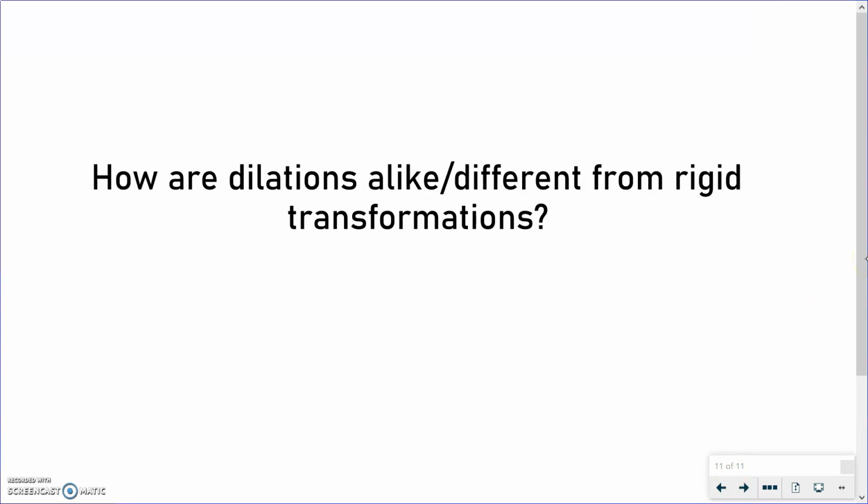All right. Last thing is, how are dilations alike and different from rigid transformations? So dilations are different because they produce a different size figure. So it's either enlarging or reducing. And so if we do a translation, a rotation, a reflection, they're all going to create congruent figures. Dilations do not create congruent figures.